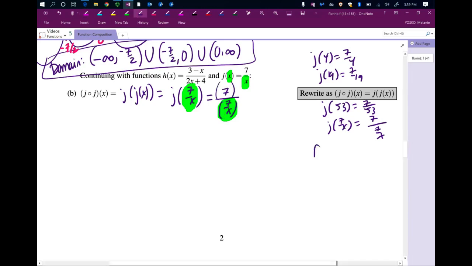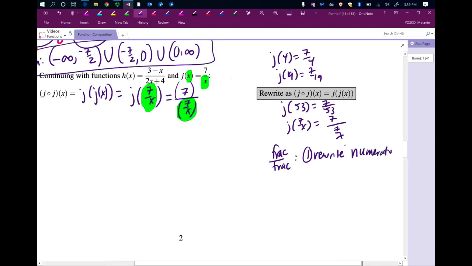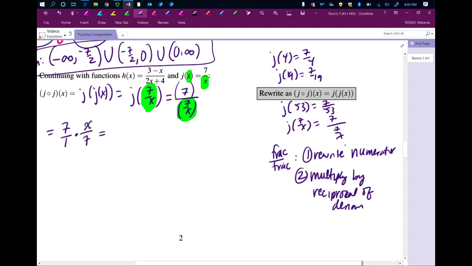So we have a fraction divided by a fraction. We had 2 steps, right? First step was rewrite the numerator. So that equals 7. I'm going to put it 7 over 1. And then we multiply by the reciprocal of our denominator. So instead of 7 over x, I'm going to multiply by x over 7. We notice that the 7's cancel, right? So our answer is x. So j composed with j, if the input is x, the output is x.